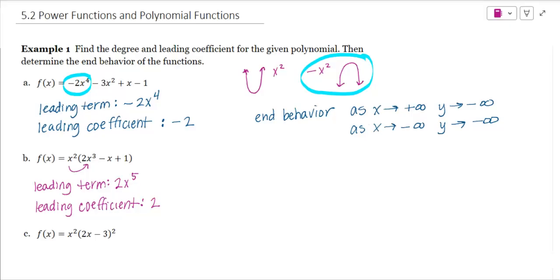So when the highest degree is odd, then the function will look like an x cubed graph. So this is what an x cubed graph looks like. And if there's a negative in front of the leading term, then the function will be upside down like this. We've got a positive leading coefficient, so we think that our graph is going to look like this at the end behavior.